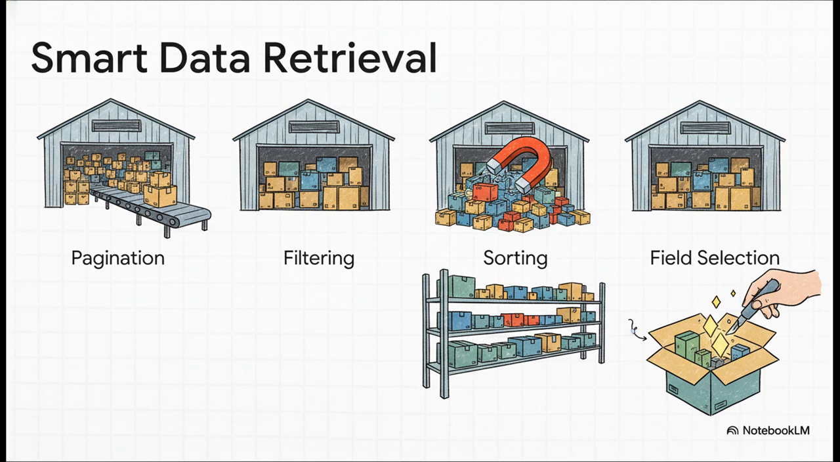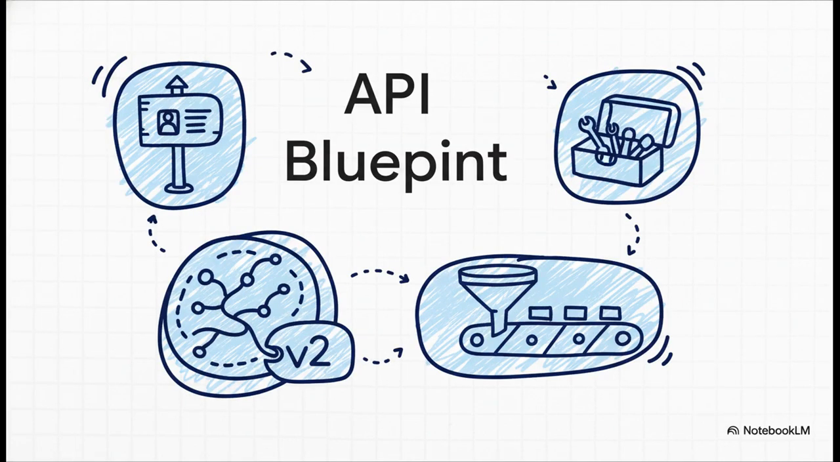Pagination lets you get data in bite-sized chunks. Filtering lets you ask for just the shipped orders. Sorting lets you organize them by price. And field selection means you only get back the 2 or 3 fields you actually care about. It's all about precision.